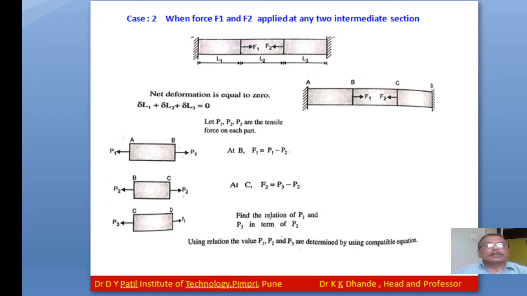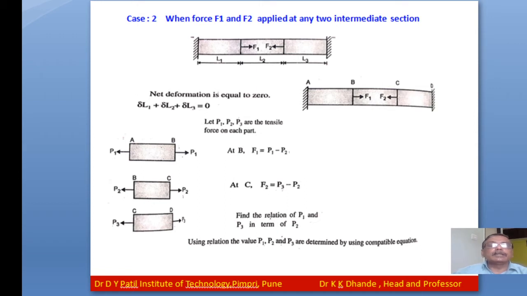Now for the equilibrium conditions, we assume that P1, P2 and P3 are the tensile forces acting on each part of the body: section AB, section BC and the third section CD. In the first section AB, we assume that force P1 is acting in tensile manner. So at point B, F1 is equal to, as we have written here, P1 minus P2.